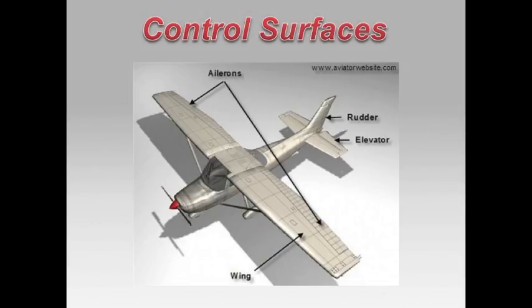Let's take a quick look at the control surfaces of an aircraft using a small recreational airplane. If you look towards the wings, there are flaps on them called ailerons. When they're engaged, this causes the aircraft to roll to the left or to the right. Let's look towards the tail.